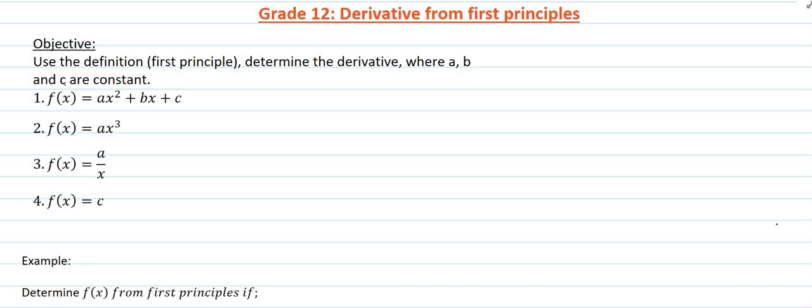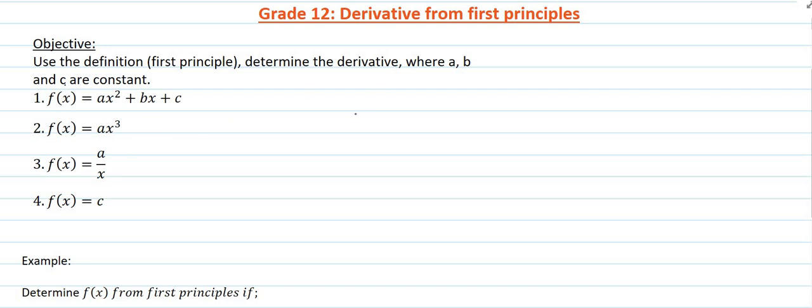Today we continue with our grade 12 mathematics, looking at calculus, derivative from the first principle. By the end of the day, you must be able to use the first principle to determine the derivatives where we are given a, b, and c as constants. For example, if we are given a formula like f of x equals ax squared plus bx plus c, or f of x equals ax cubed, or f of x equals a over x, or f of x equals c, where a, b, and c are constants.